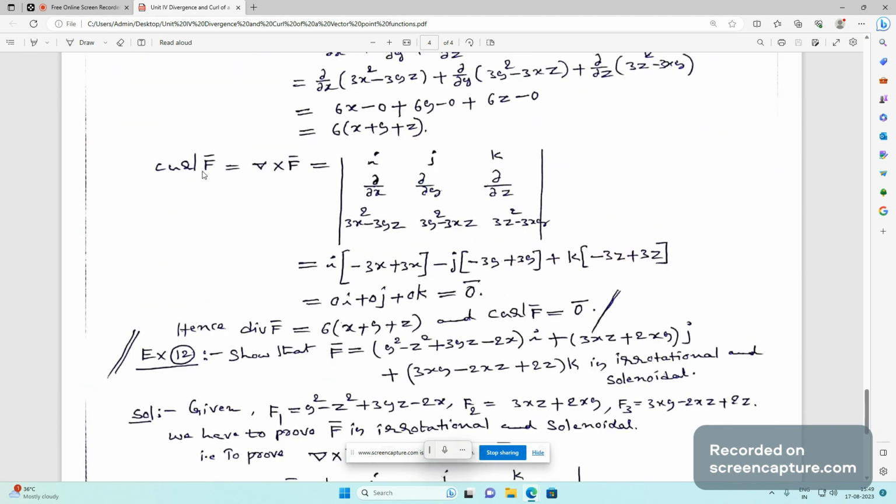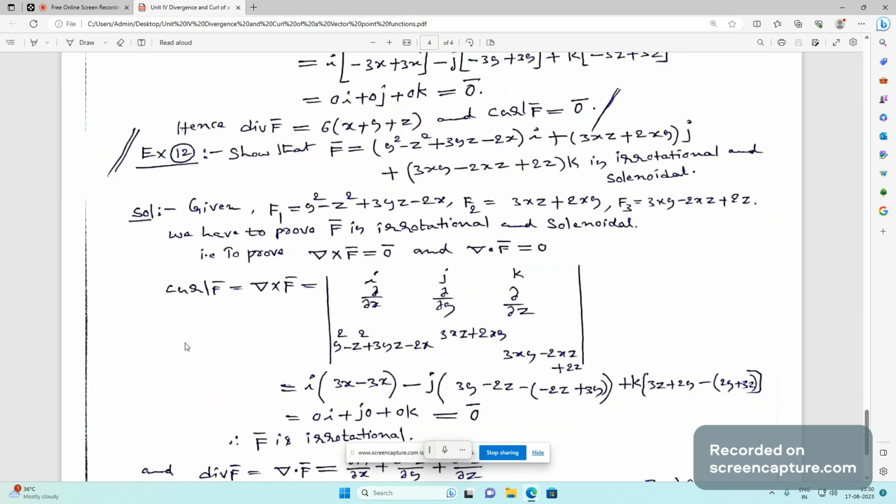So therefore, calculating curl f bar equals del cross f bar equals determinant of first row i, j, k, second row dou by dou x, dou by dou y, dou by dou z. Write f1, f2, f3, and then expanding. So we will get 0 bar. Hence, divergence of f bar equals 6 into x plus y plus z, and curl f bar equals 0 bar. So next, another example.